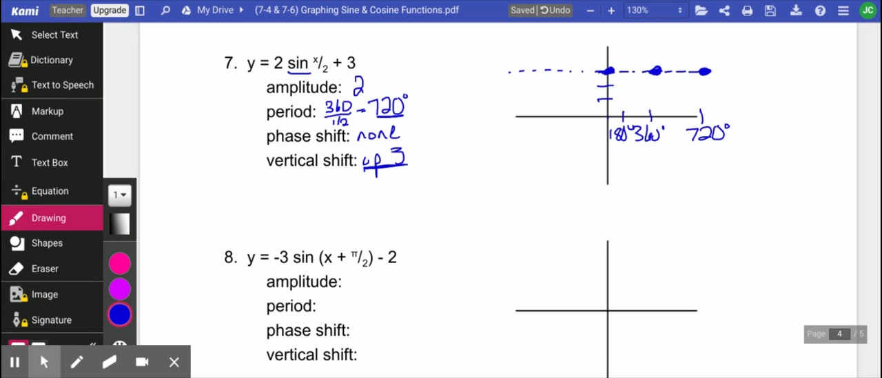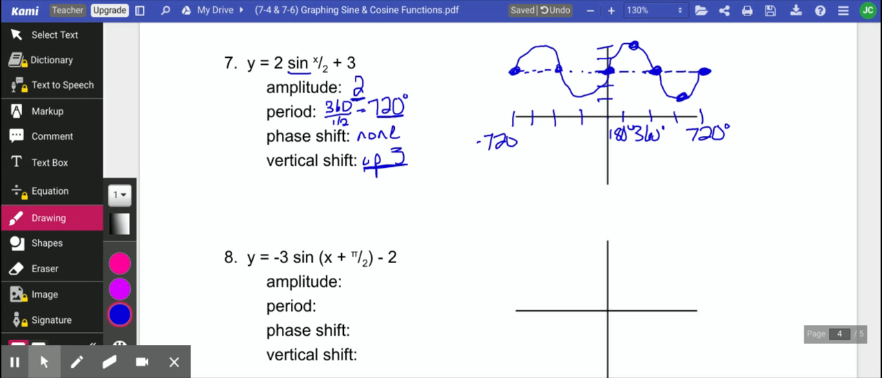Okay, now the one other thing we have is our amplitude is 2. That amplitude happens from the midline. So from this point, we're up 2 and down 2 from this. Okay, so that's what this sine function looks like. And the same thing would happen in the other direction. So if you wanted to go out to -720, you can get the rest of that.